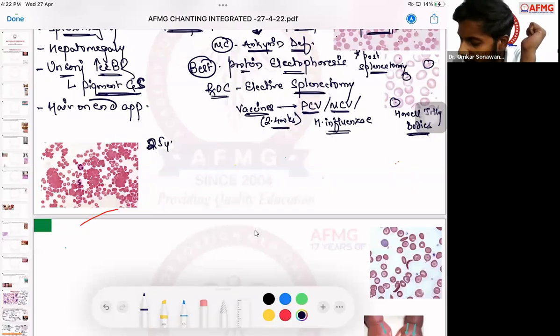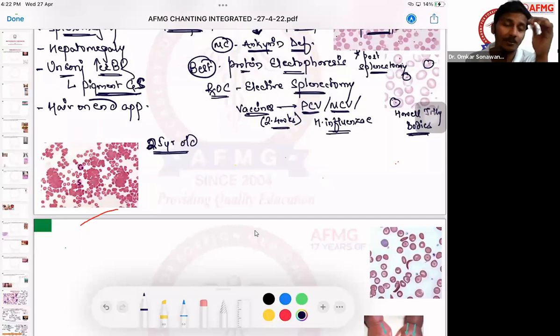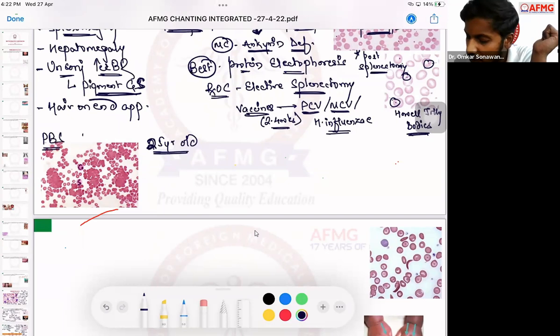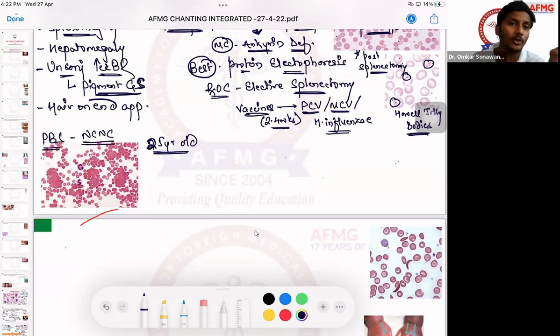Now I have a 25-year-old adult patient coming to me with the same features of fatigue and pallor, that means anemia. On lab workup, hemoglobin is low, RBC is low. Peripheral blood smear was done, and it again shows a normocytic normochromic anemia.